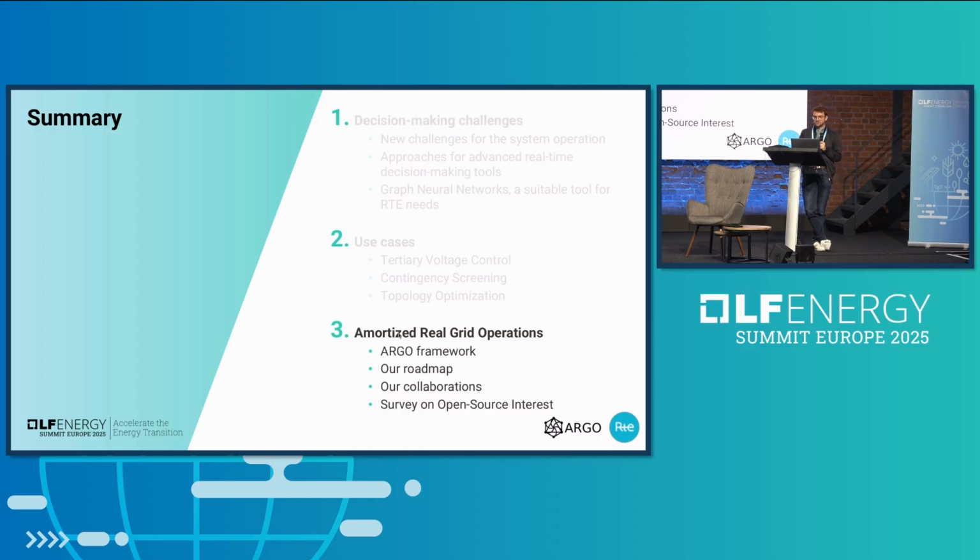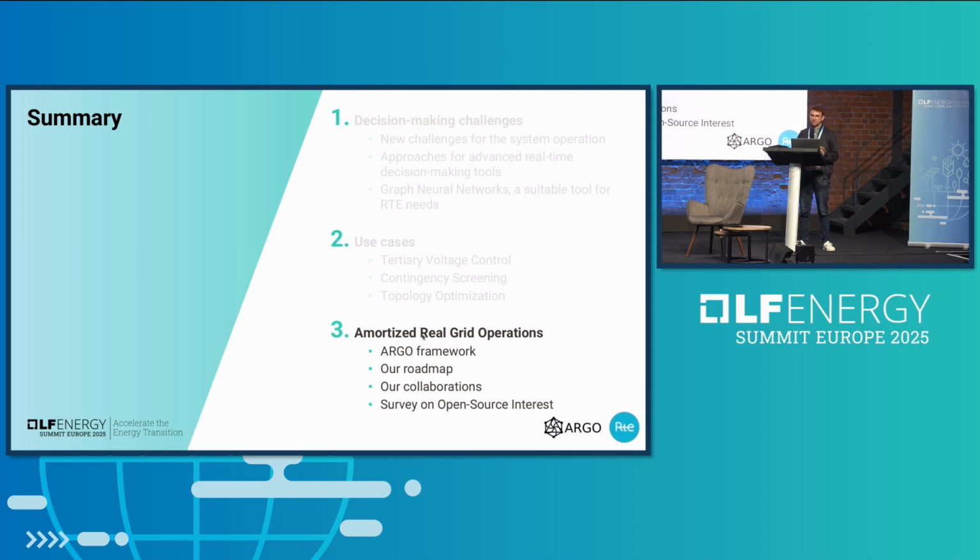So Argo stands for Amortized Real Grid Operations. So real grid, of course, we want to focus on real-life data, even though sometimes we have to focus on smaller systems if the problem is really too complicated. Operations, because we are really dedicated to power grid operations. I mean, we are not trying to solve some forecast problems or anything. It's really related to the grid operation.